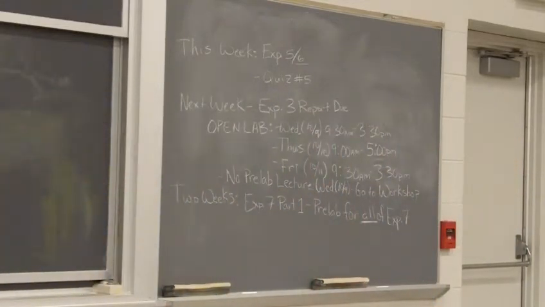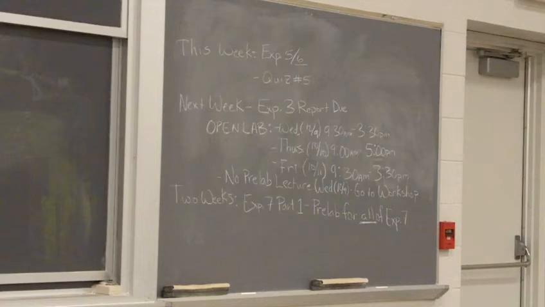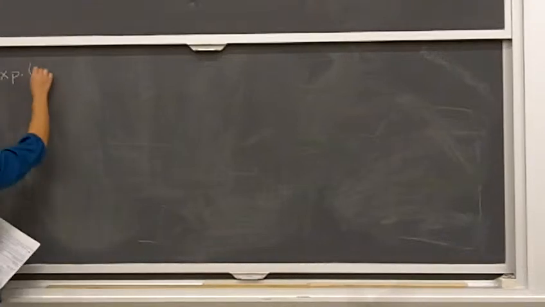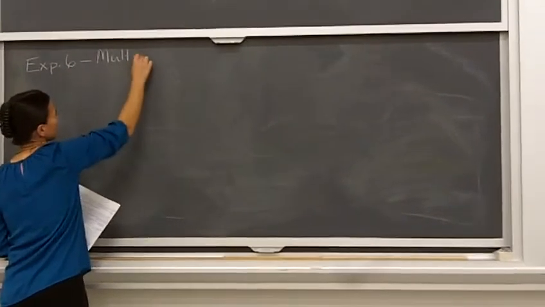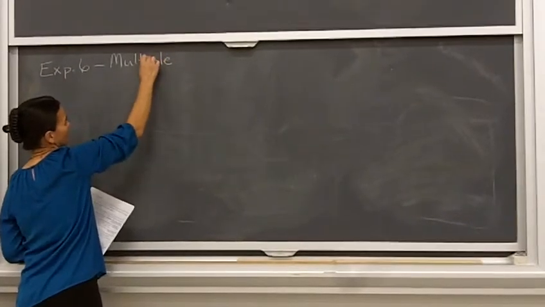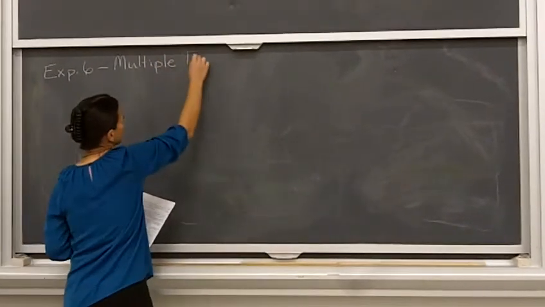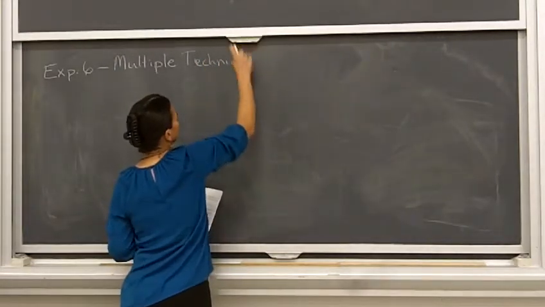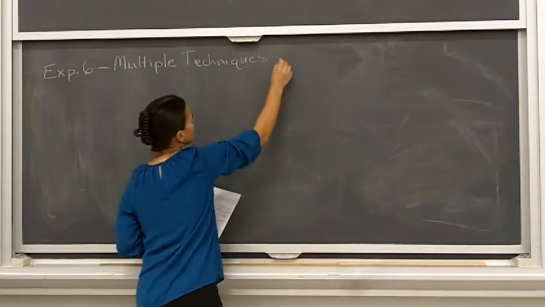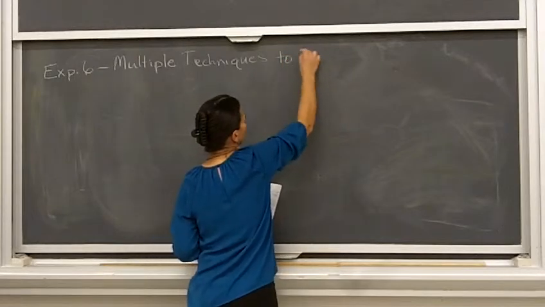All right, so a lot of things to cover. I've got to cover experiment 6 and I've got to cover IR today, so we'll get going here. So for experiment 6, you're going to use multiple techniques, so it's going to be a little bit different than experiment 1 with our unknown here. We're going to use multiple techniques to identify an unknown, okay?